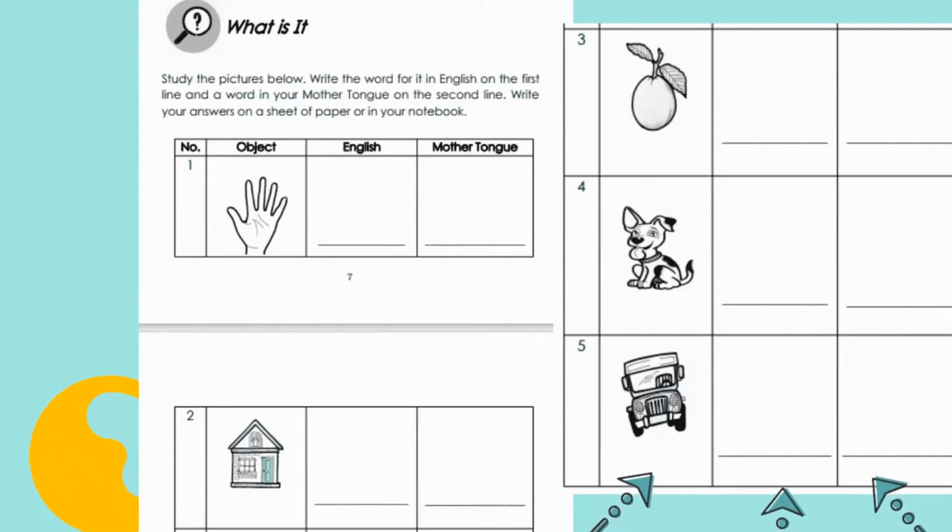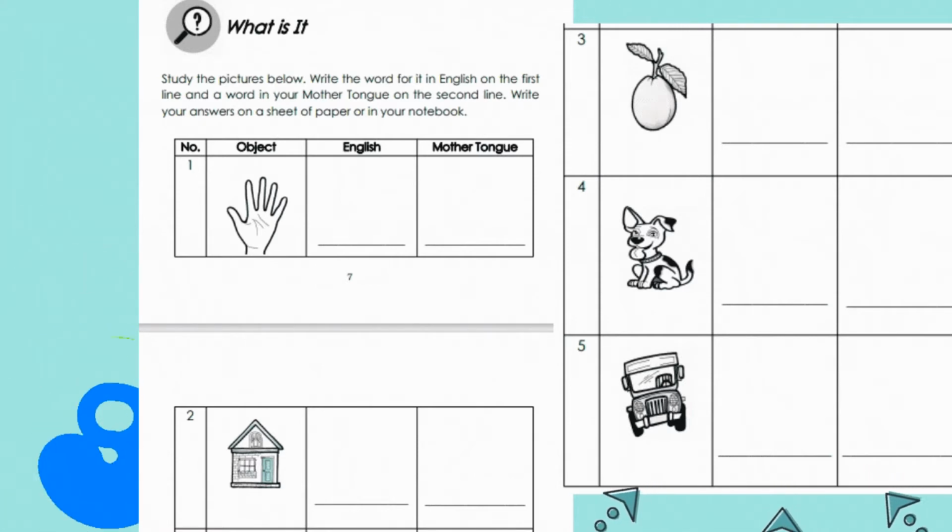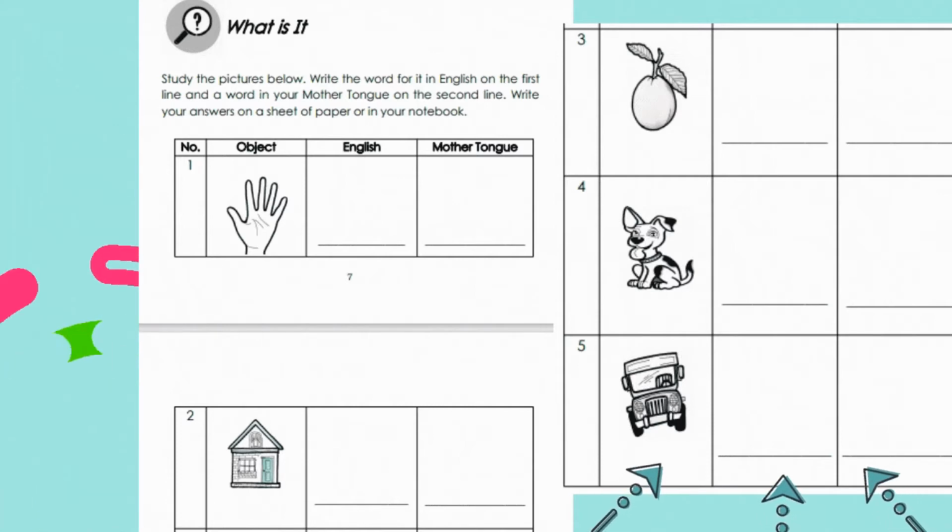What is it? Study the pictures below. Write the word for it in English on the first line and a word in your mother tongue on the second line. Write your answers on a sheet of paper or in your notebook. Use the picture as your guide when writing the words in English and in your mother tongue or in Filipino.